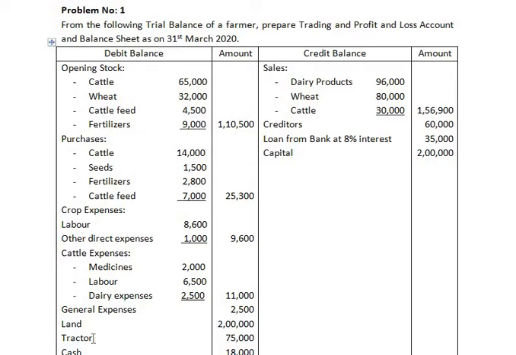Land is an asset, tractor is an asset, cash is an asset. Sales has to be credited to the trading account. Creditor is a liability. Loan from bank at 8% interest is a liability. Capital, this has to be recorded in the liability side of the balance sheet.